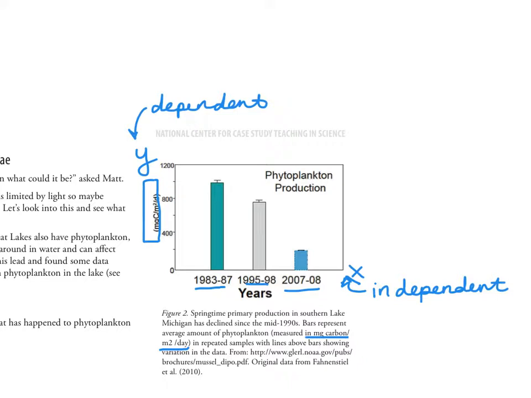And in 83 to 87, we had a high amount of carbon per meter. So if you look at the top of that bar graph here, it's going to come in maybe at 1,000 milligrams carbon per meter squared per day. So this is a lot of organisms, many organisms.